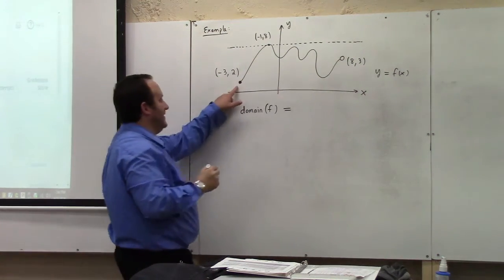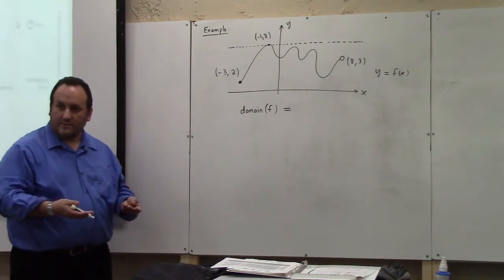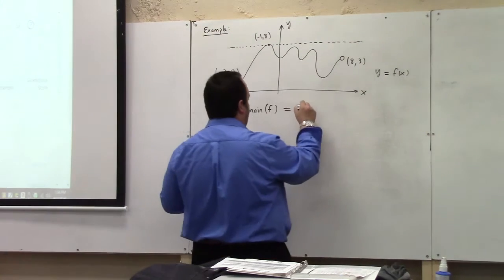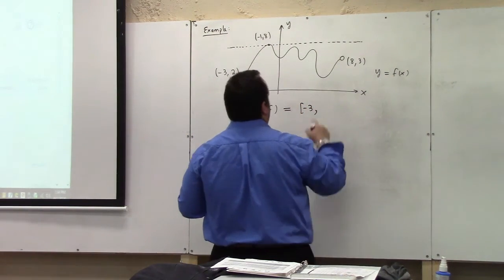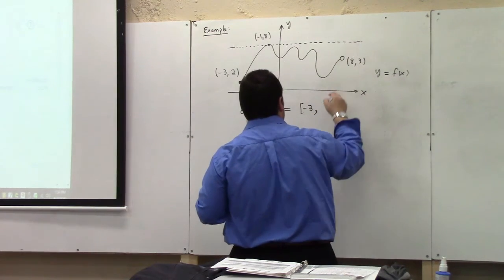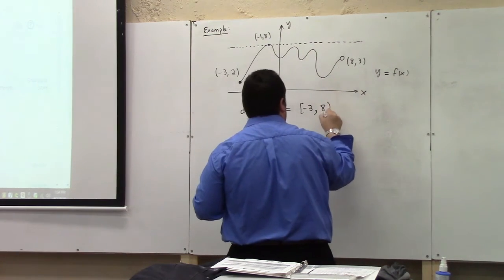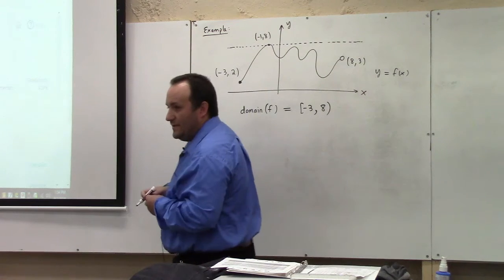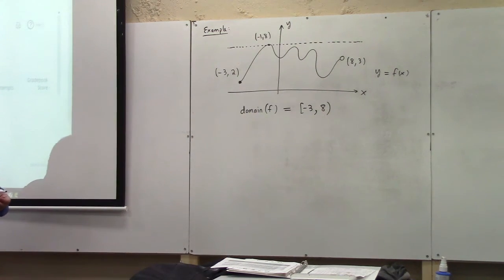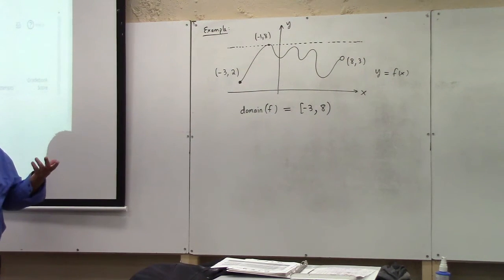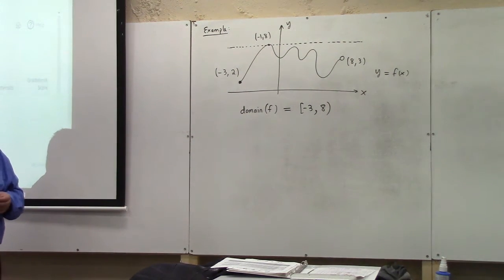So that solid dot means that minus 3 is included in the graph. And this 8 over here, on the other hand, is excluded because of that. That's what we mean by that. It doesn't quite get there. It gets almost to there, but not quite there. So like the function's defined at 7.9997, but it's not defined at 8. 8 is outside the domain.